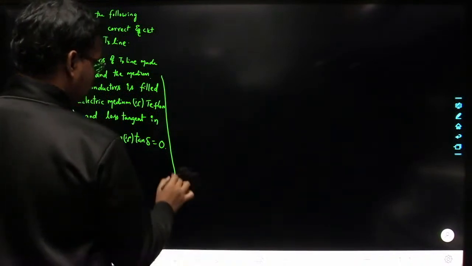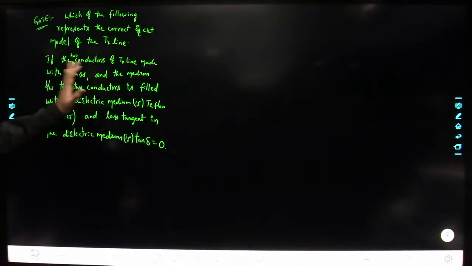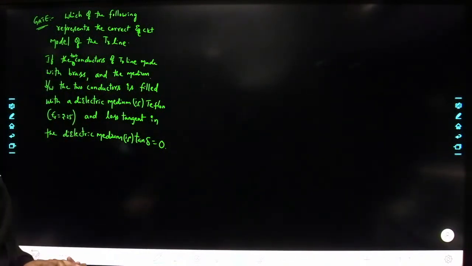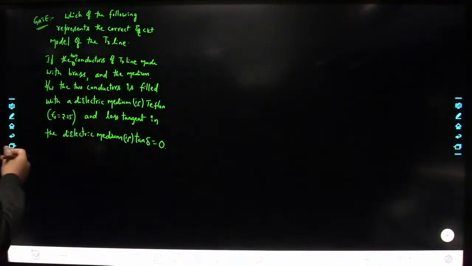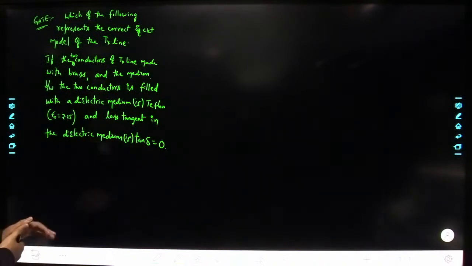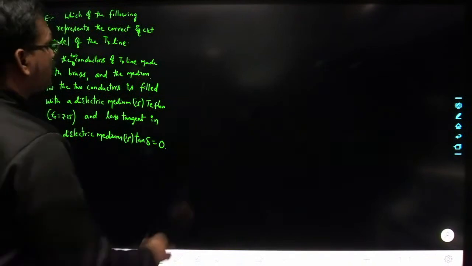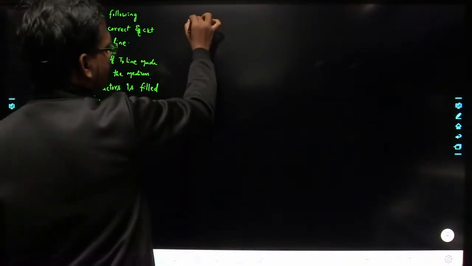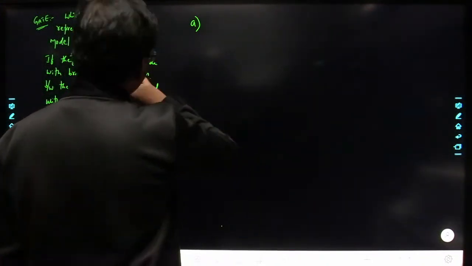So they have asked this question here. Which of the following represents the correct equivalent circuit model of the transmission line, if the two conductors are made with brass, and the medium between them is filled with Teflon, whose relative permittivity is 2.25, and the loss tangent tan delta is equal to 0? Here they have given different circuit models of the transmission line, so you have to identify the correct one.